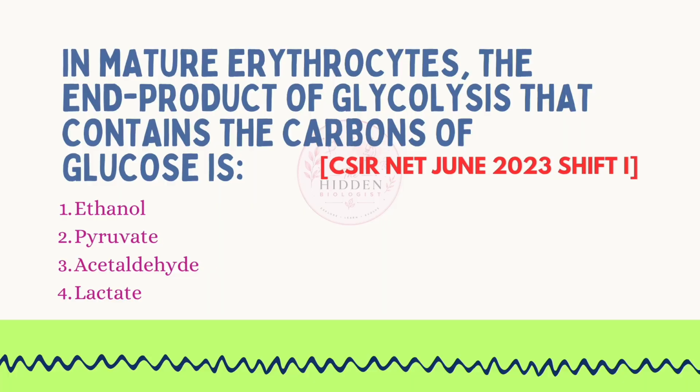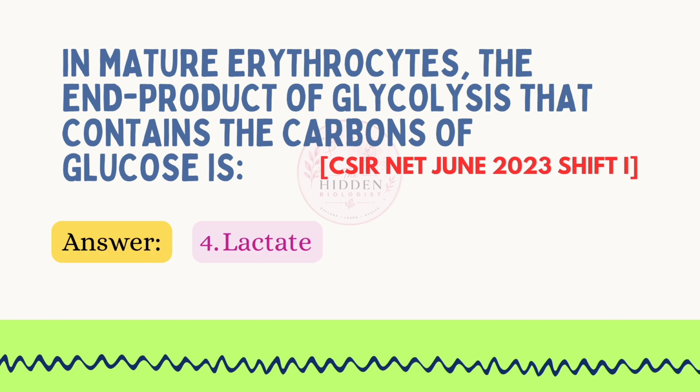We are going to discuss an important question from CSIR NET June 2023 Shift 1. The question is, in mature erythrocytes, the end product of glycolysis that contains the carbons of glucose is option number 1 ethanol, 2 pyruvate, 3 acetaldehyde, and fourth one lactate.